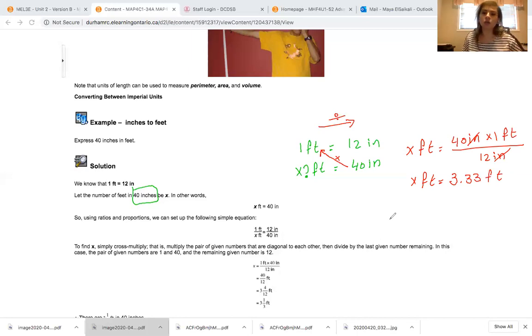Okay, so this is how I learned. So again, you write the formula that you know. So 1 foot is 12 inches. Then whatever is given to you, you write it under the corresponding unit. So I'm given 40 inches, I write it under the inches. And then the other one is what I'm looking for. Cross multiply the 2 known numbers and then divide by the third number. And you should end up with the right answer.